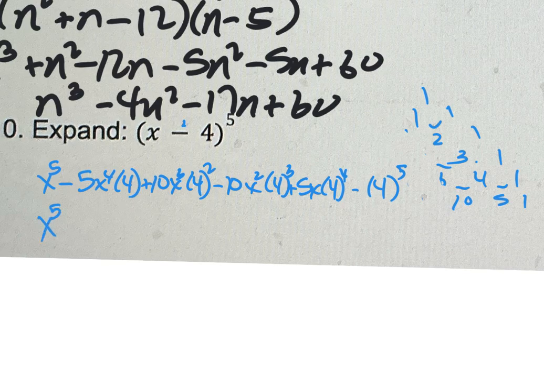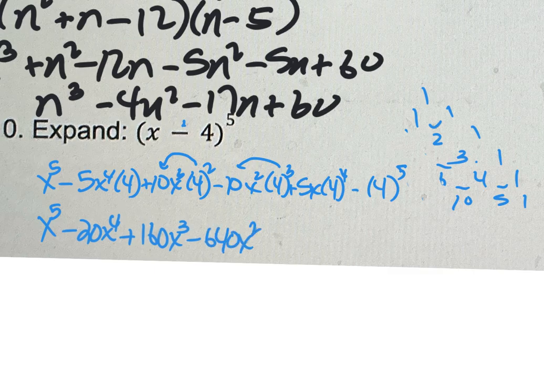Okay, so that's x to the 5th. If I do 4 times 5 right here, that's 20. Now, be careful when you do this one. It's really 4 squared times 10. 4 squared is 16 times 10, which is 160. X cubed. 4 cubed is 64 times 10, so it's 640. X squared. 4 to the 4th, wow. 4 to the 4th is 256 times 5, which everyone knows is 1280x.